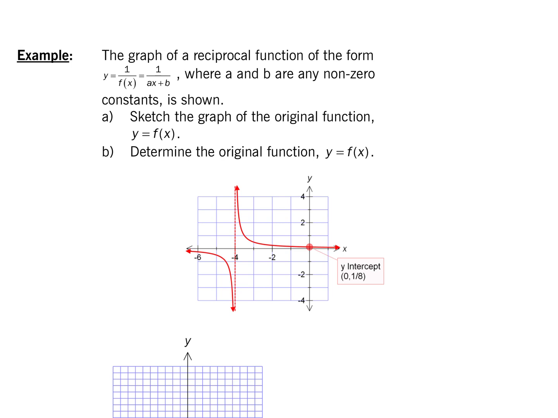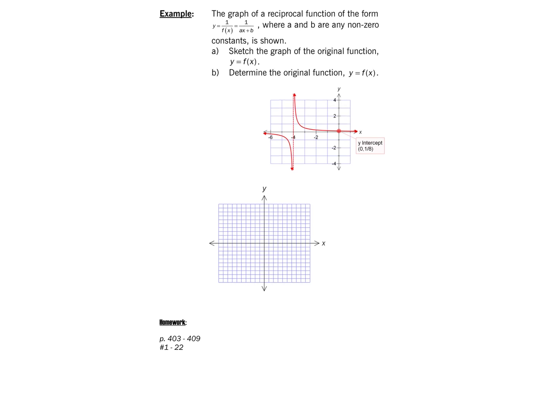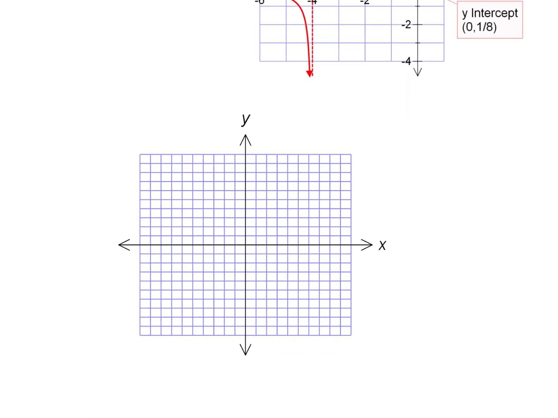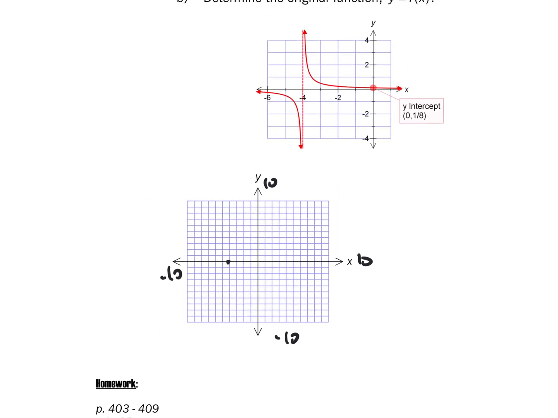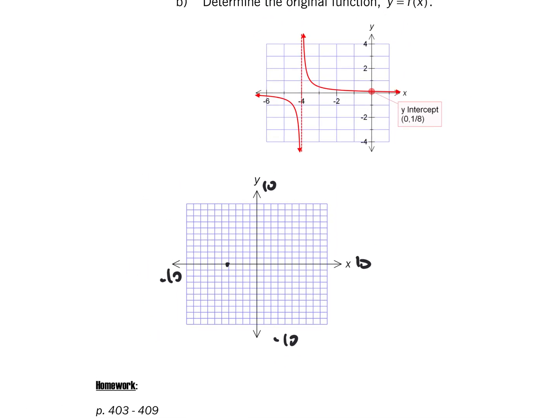Negative 4, because that's where the asymptote is. So I'm just going to go ahead and make a scale here. Say that's 10, 10, negative 10, negative 10. And at negative 4, I know that's my x-intercept. What else do I know? And this is where it gets fun.